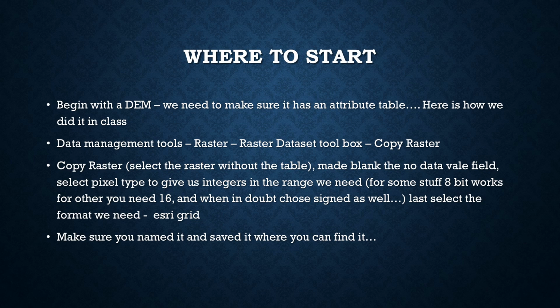And so we went to the data management tools, raster data toolset, copy raster, and used the copy raster function to select the raster without the table. You left blank the no data value field, and selected the pixel type to give us integers in the range we needed. So for some stuff you can do 8, but for most things it's going to be 16. When in doubt, choose signed in case you have negative numbers and they matter. And then last, we selected the format that we wanted, which was an Esri grid. We made sure that we named it something we knew what it was and saved it where we could find it.